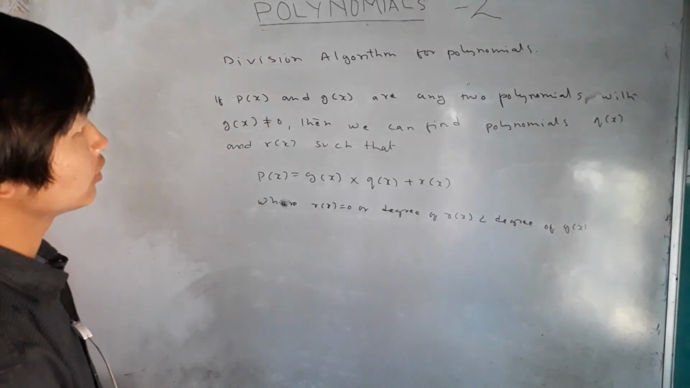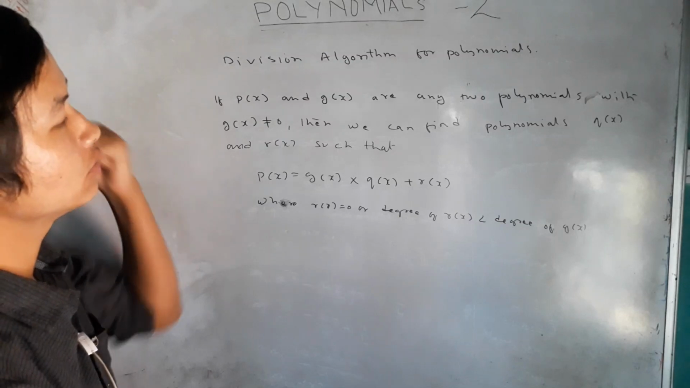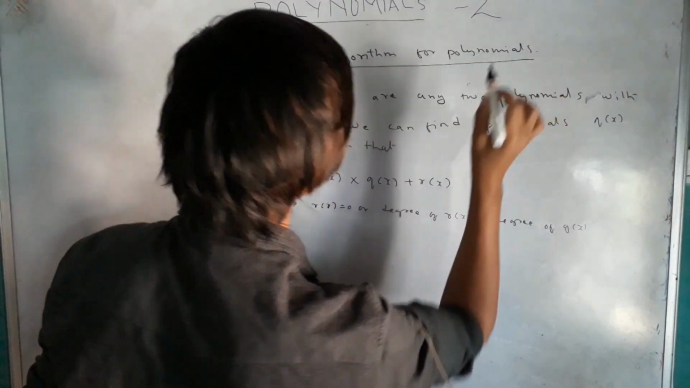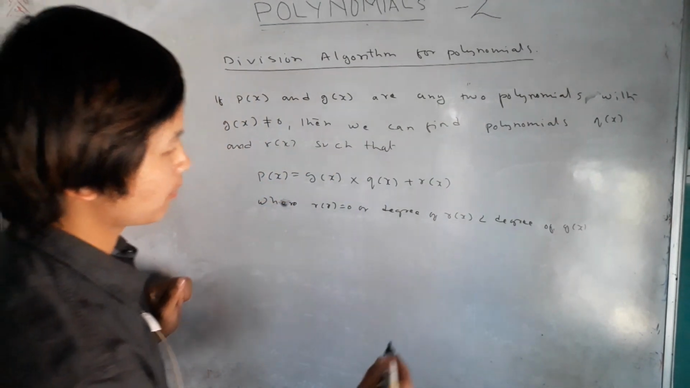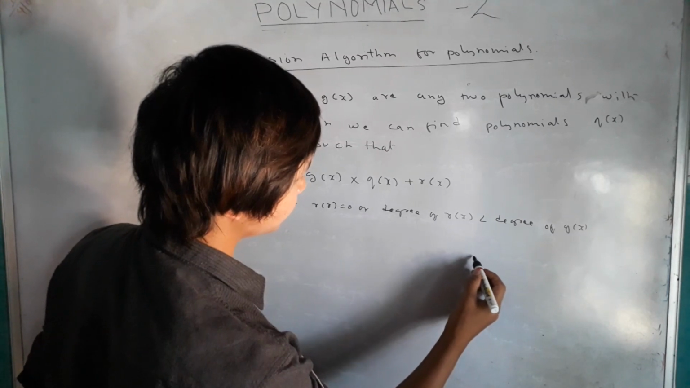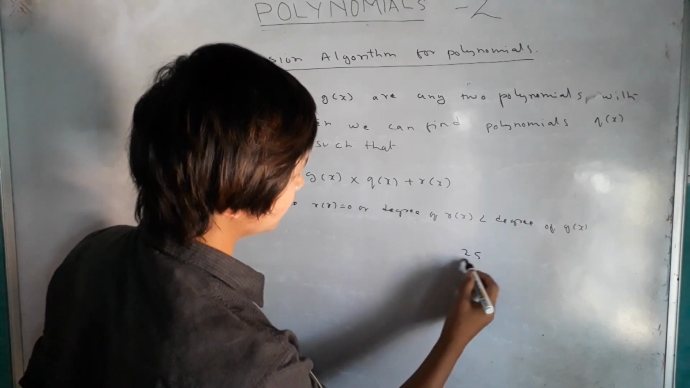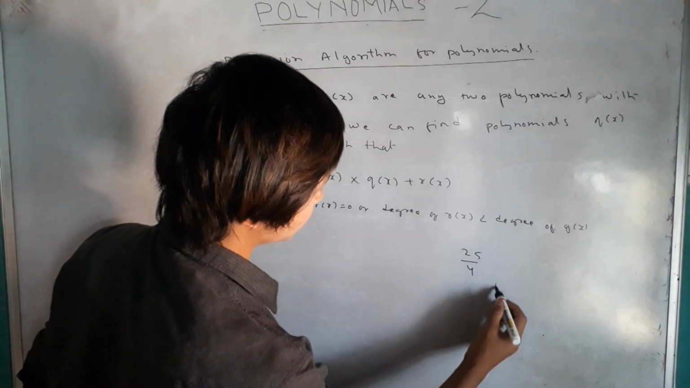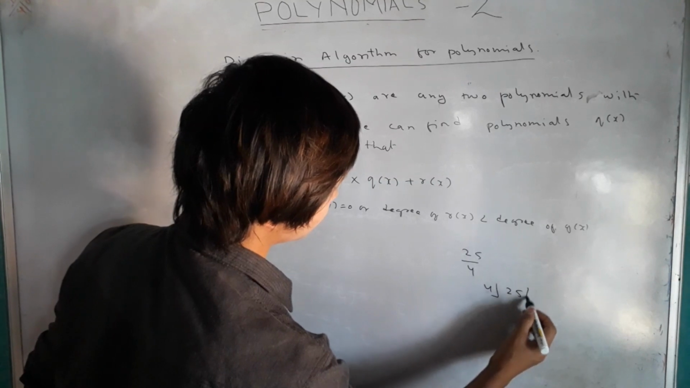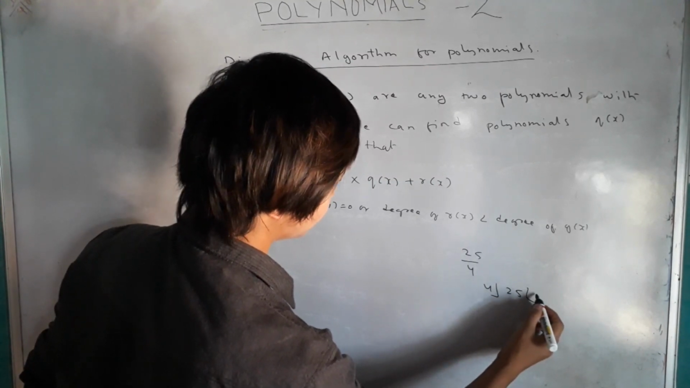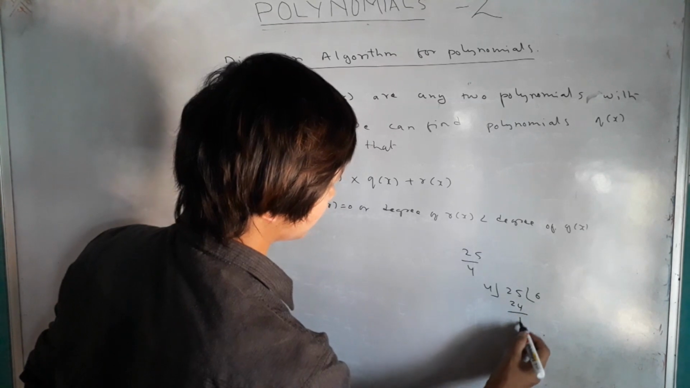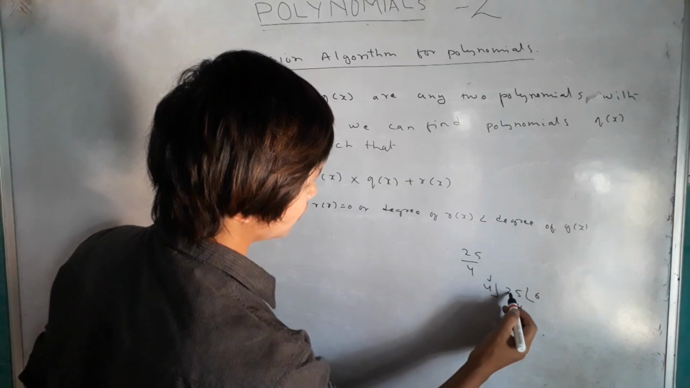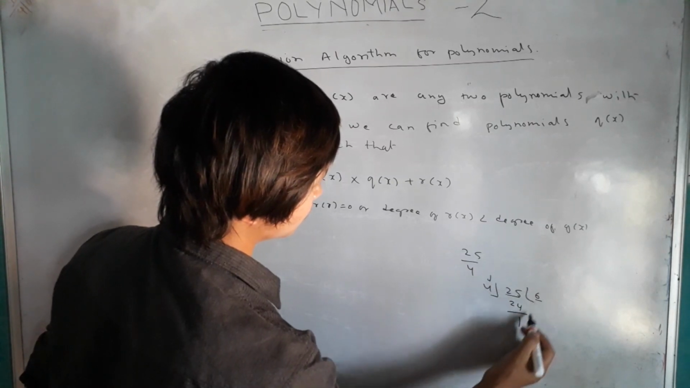So what is the division algorithm for polynomials? It is similar to the division of normal fractions or numbers. If we divide 25 by 4, then what were the outcomes? 4 into 25, we got 6, remainder 1. This was our divisor, this was the dividend, and this was the quotient and the remainder.